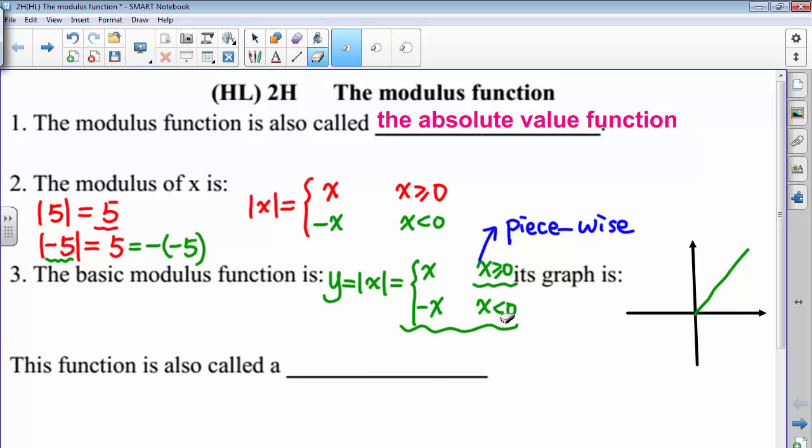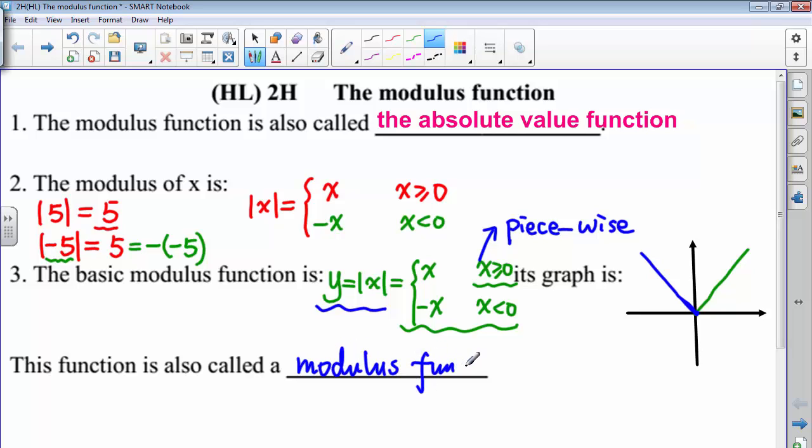For x negative, the function is y equals negative x. If I graph y equals negative x, this graph passes through the origin because the y-intercept is 0 and the slope is negative 1. It should be such a straight line. However, right now we have the restricted domain. We only need this line where x is less than 0. So I erase this part. This V shape is the graph for this modulus function. Of course, this function is also called a modulus function, and it looks like a V shape.